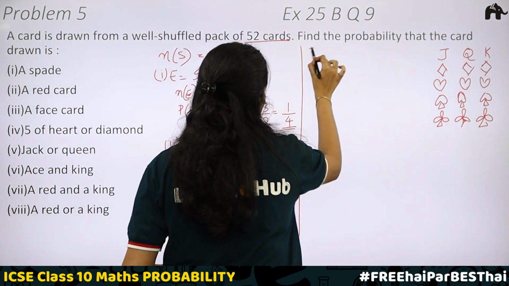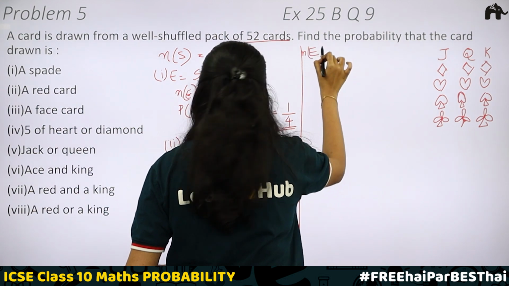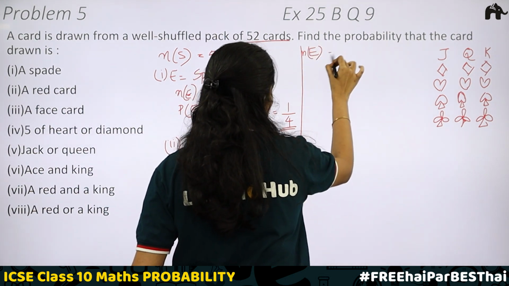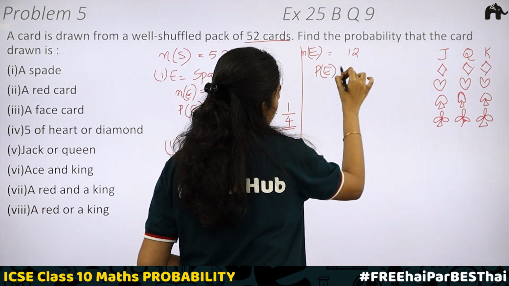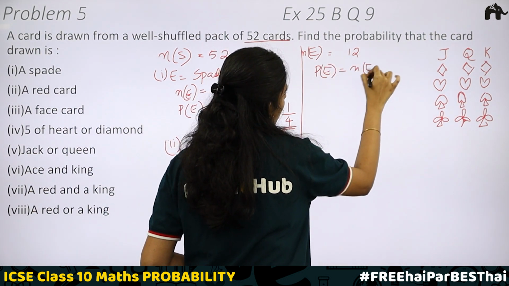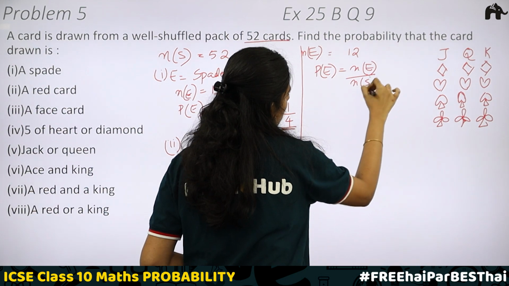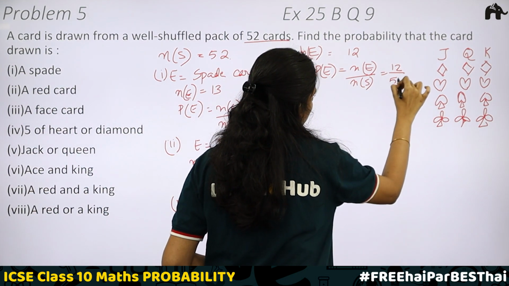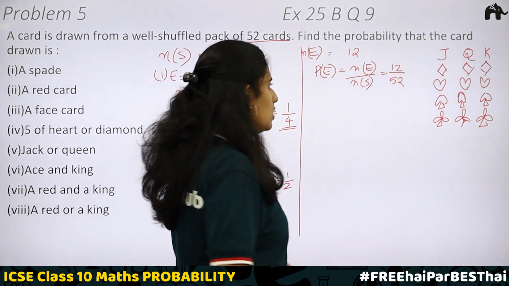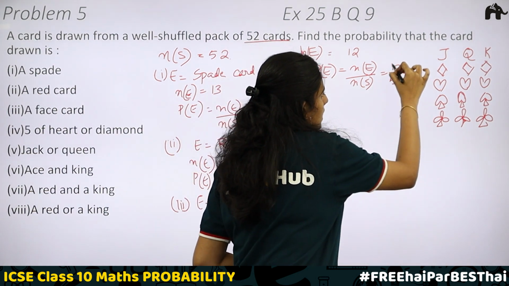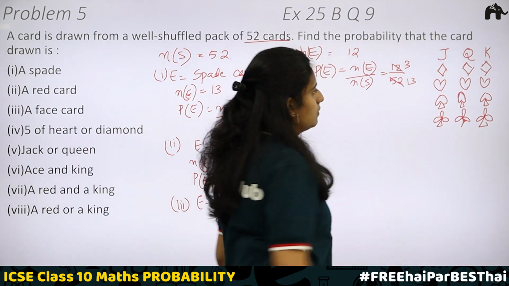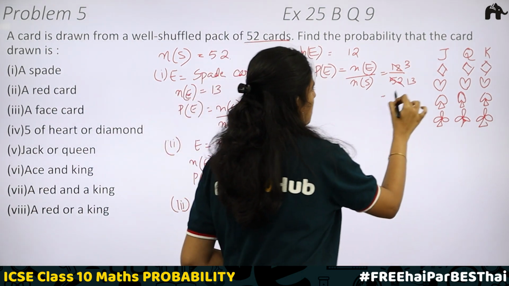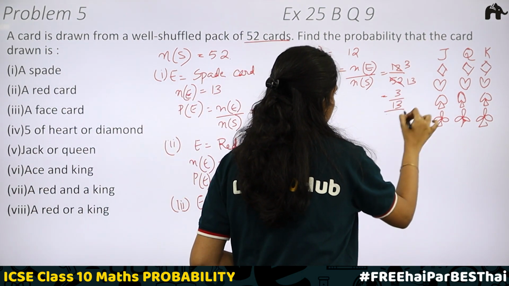So here, the number of outcomes favorable to the event will be equal to 12. And hence the probability of the event will be number of outcomes favorable to the event divided by total number of outcomes, 12 by 52. 12 by 52. 4 3s are 12. 4 13s are 52. So your answer is 3 by 13.